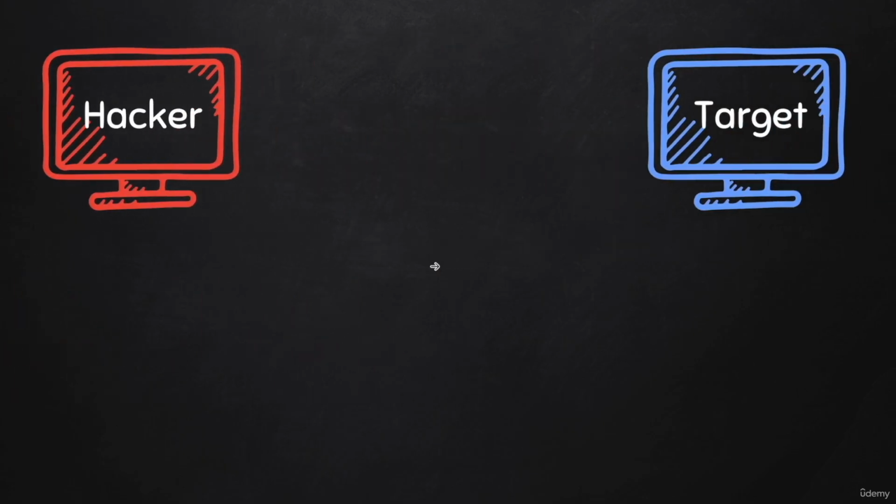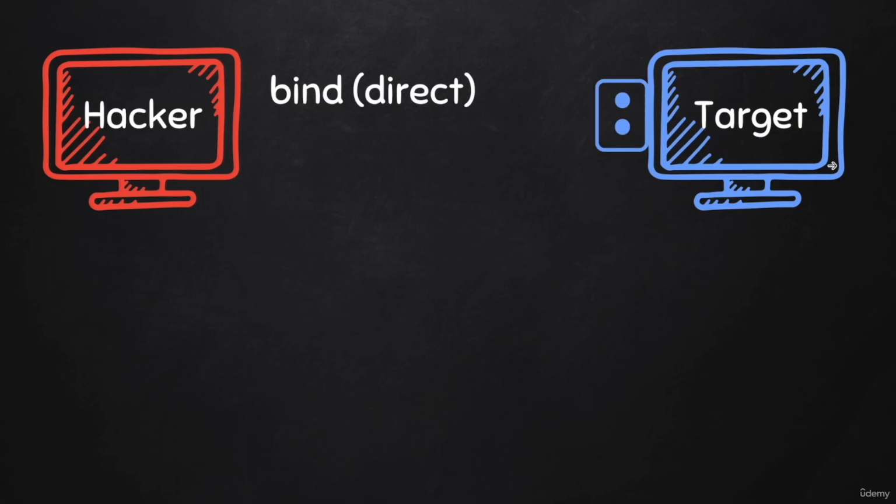Let's say that you have two computers. This is you, the hacker, and this is the target computer. In a bind or a direct connection, when the backdoor is executed on the target computer, it opens up what we call a port. So you can think of this as if it's a socket on the wall. And then, as a hacker, you would go in whenever you want and connect to the socket using your plug.